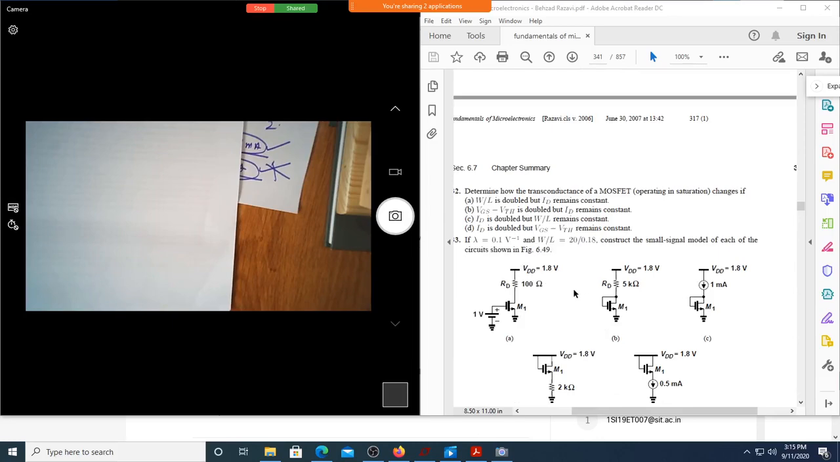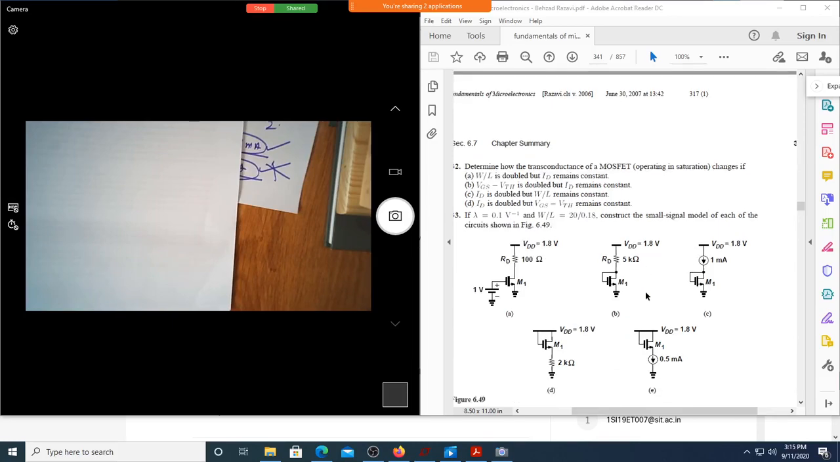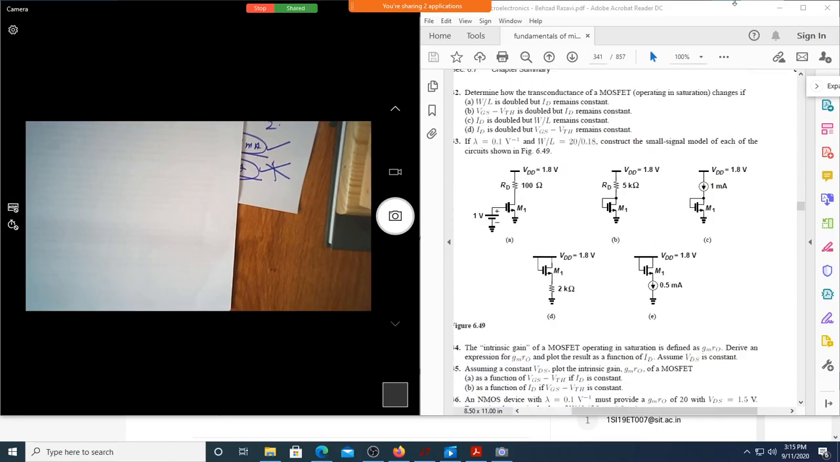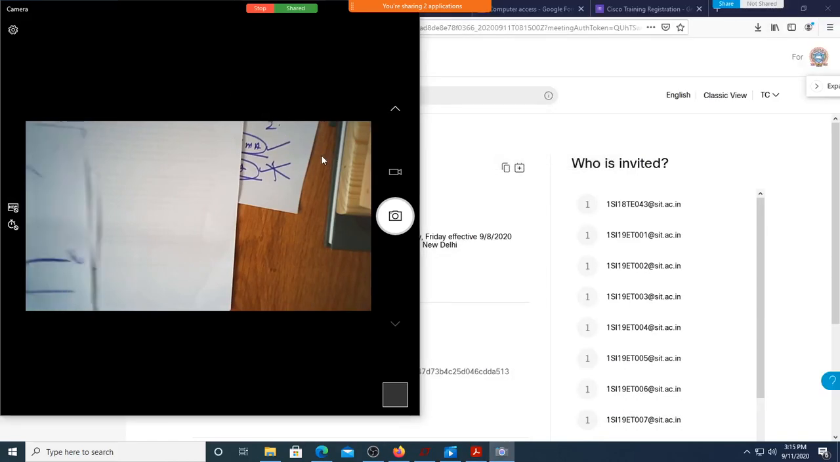Shall we go to any other problem, or shall we proceed with a different concept? Okay, this is the small signal model. This is a different concept. Let us stop the problems now. Let us move on to the next topic of your AMCD.